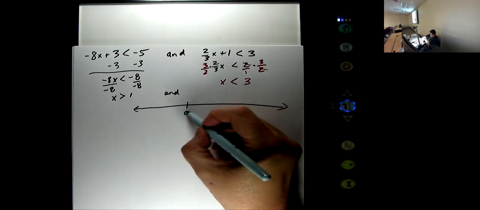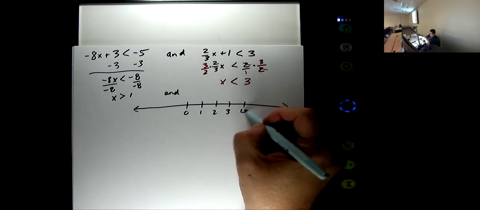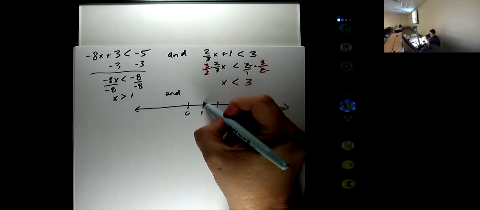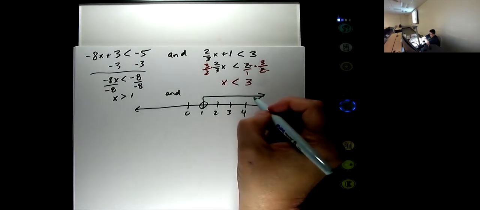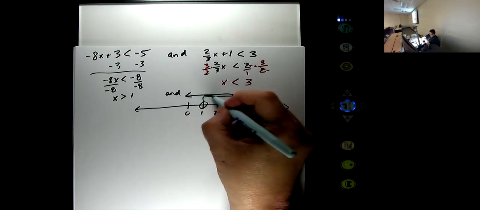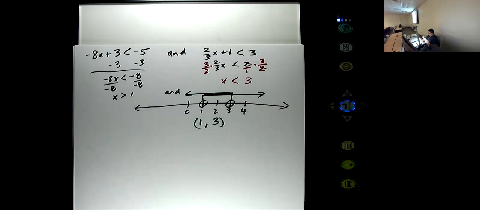So when we do it on a number line, greater than 1 is that way, less than 3 is that way. The overlap is between them. So we have 1 to 3.